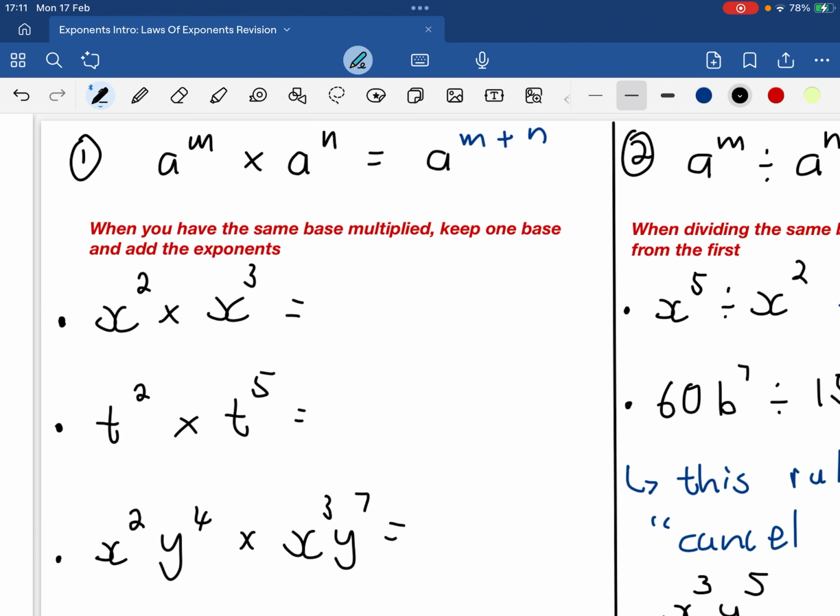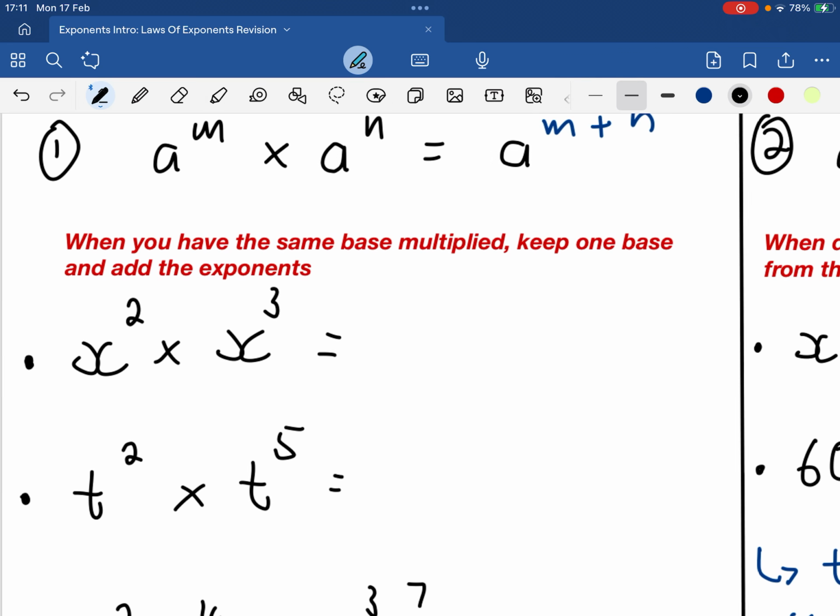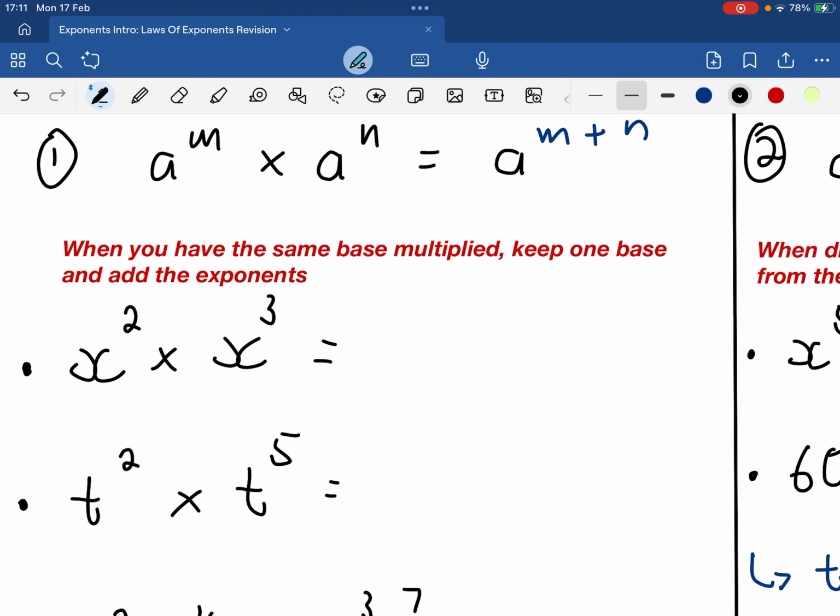The very first law of exponents that you guys have to know is that if you have the same base multiplying one another, you keep one base and add the exponents together. For example, if you had a to the m times a to the n, that's the same base a. So you keep one base of a and then you add the two exponents m and n together. This is what you do.